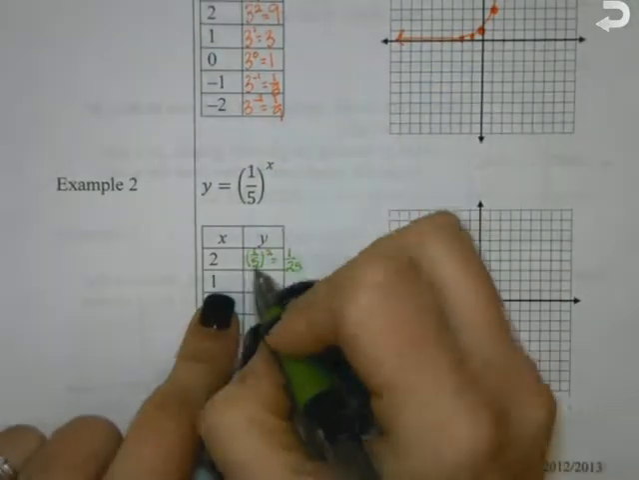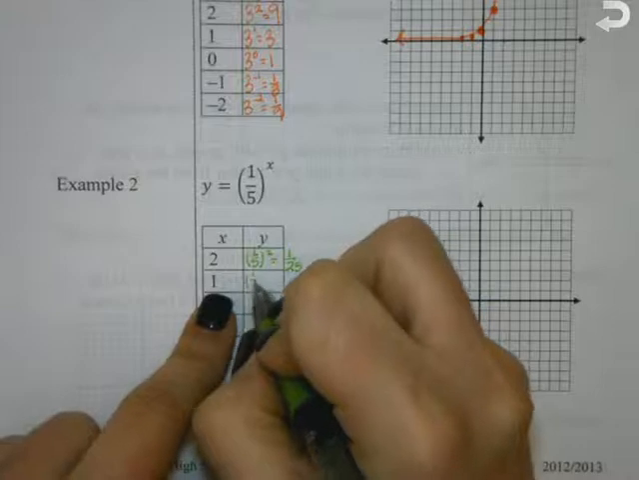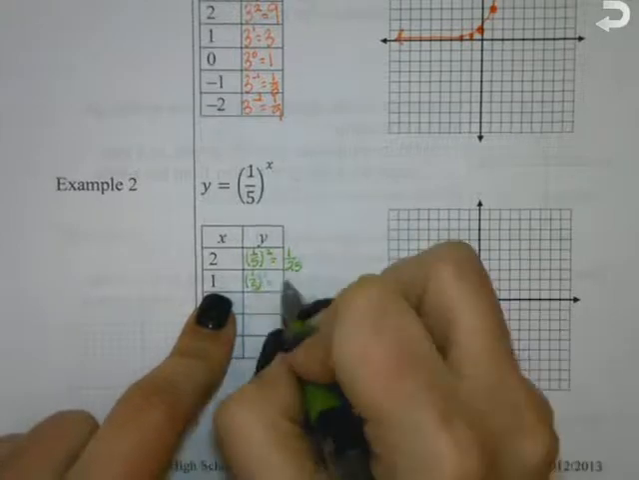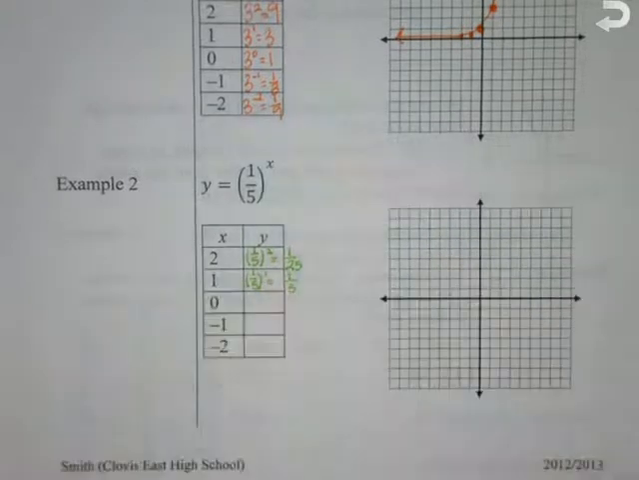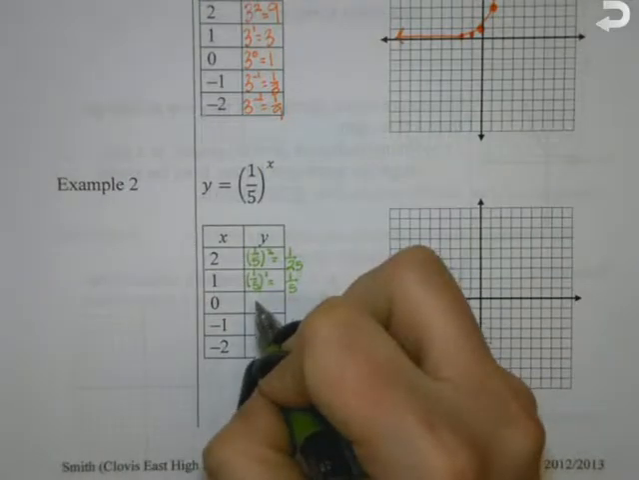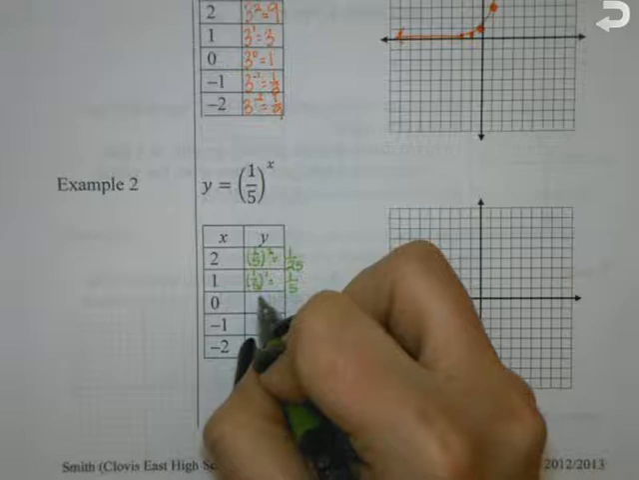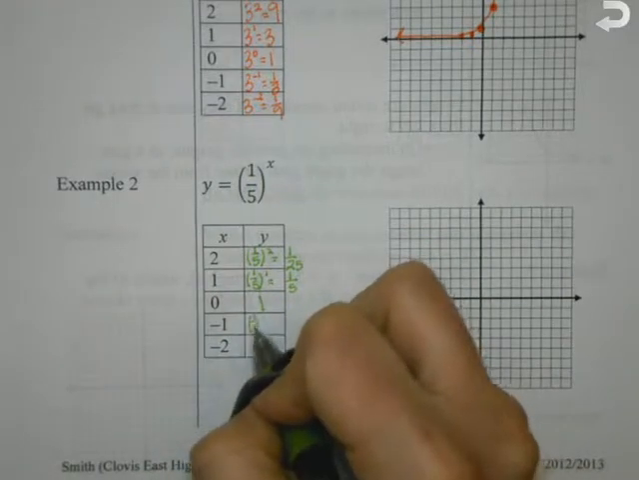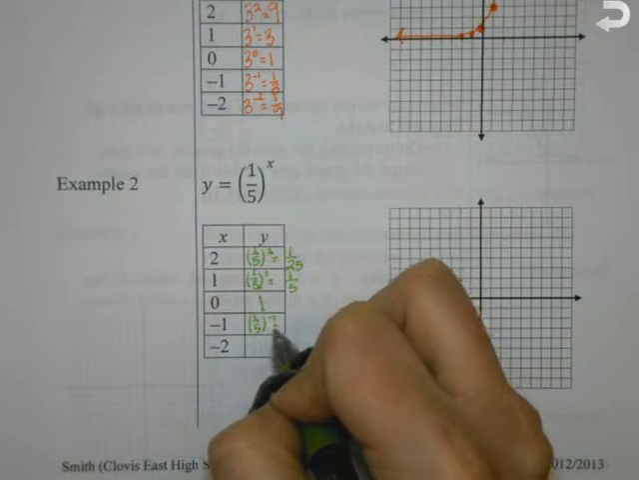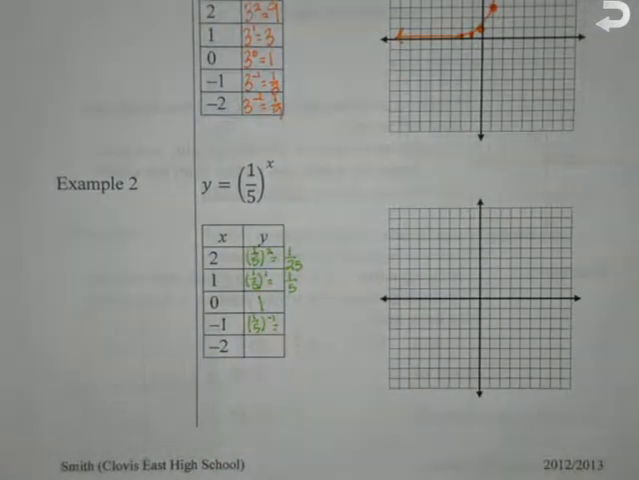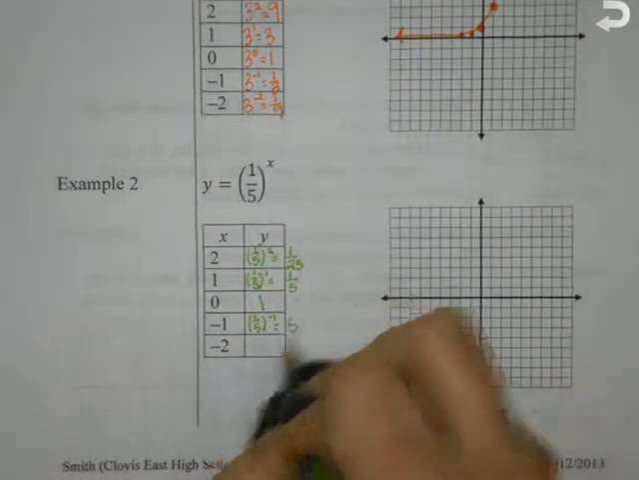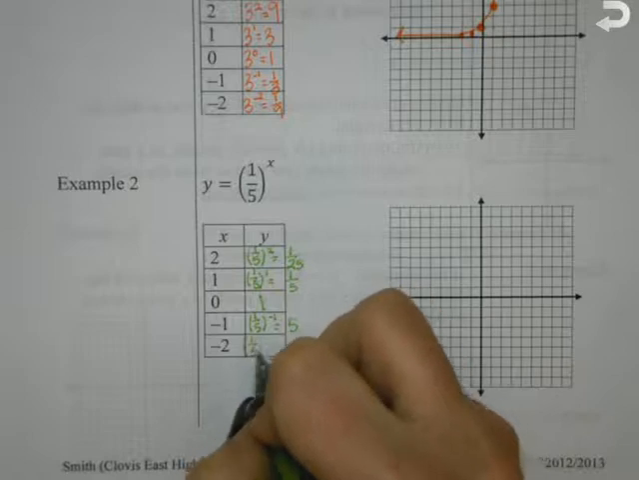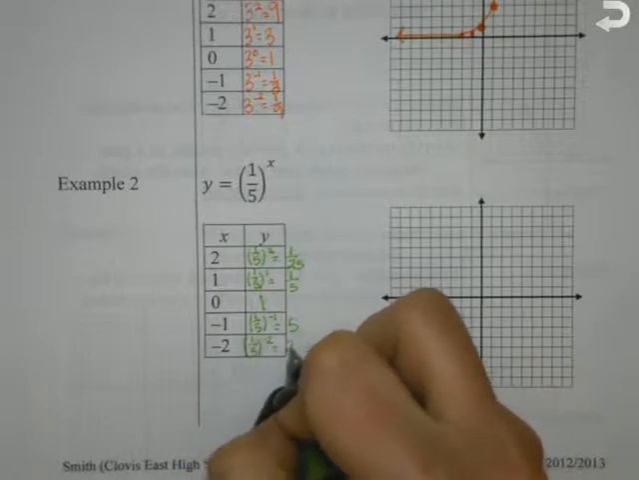If I plug in 1 as my exponent, that's 1/5 to the first power, which comes out to 1/5. It just stays the same. What about 0? Anything to the 0 gives you 1. If I have 1/5 to the negative 1 power, I'm going to take the reciprocal. So what does that come out to? 5. And so then 1/5 to the negative 2 should come out to 25.